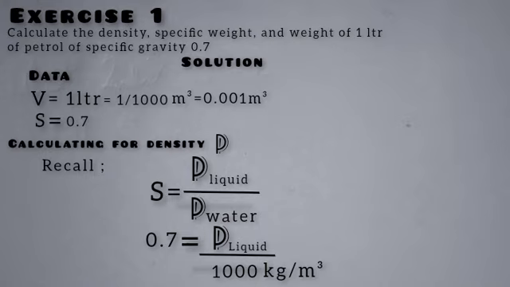Now if you make the density of the liquid the subject of the formula, we are going to have the specific gravity 0.7 multiplied by 1000, and that is going to give us 700 kilogram per meter cube. So that is the density of the liquid. What is the liquid we're talking about? We're talking about the petrol.